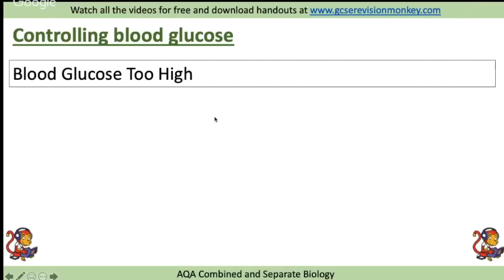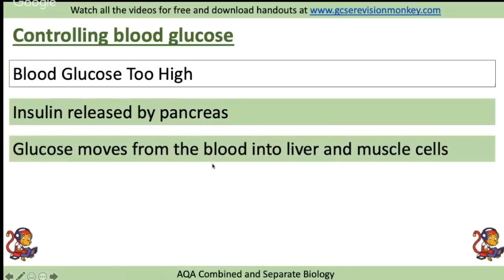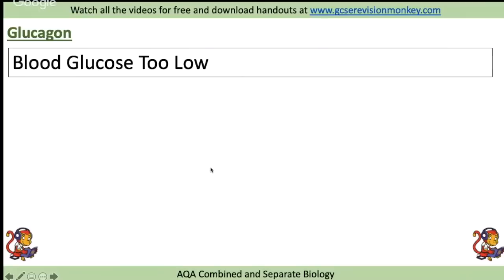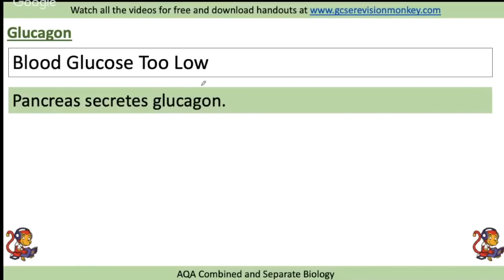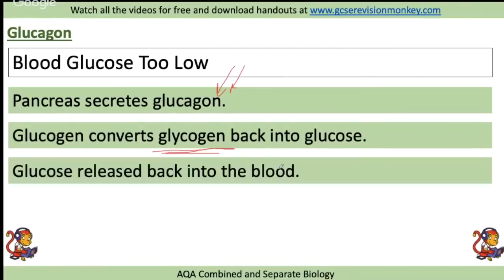So we said before, if the blood glucose level is too high, insulin is released by the pancreas, glucose moves from the blood into the liver and muscle cells, and the glucose is stored as glycogen in the liver. Now, you need to know the extra bit in what happens when the blood glucose level is too low. So here we've got a separate hormone. The pancreas releases now glucagon, and this hormone travels in the blood and it converts glycogen in the liver and the muscles back into glucose. And that glucose is then released back into the blood. So this part of it is higher tier only because this links into the idea of a negative feedback system.